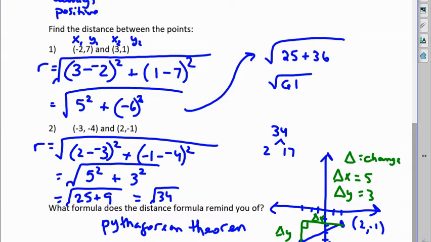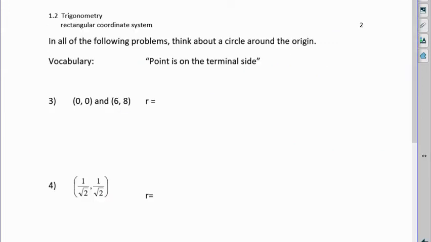And that makes it much easier on the next page when we're working with things in the coordinate plane where one of the points will definitely be the origin. Because if I say that 6, 8 is a point on the terminal side, that is code for the other point is the origin.